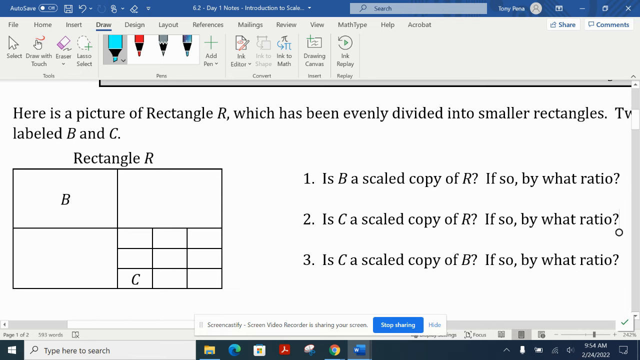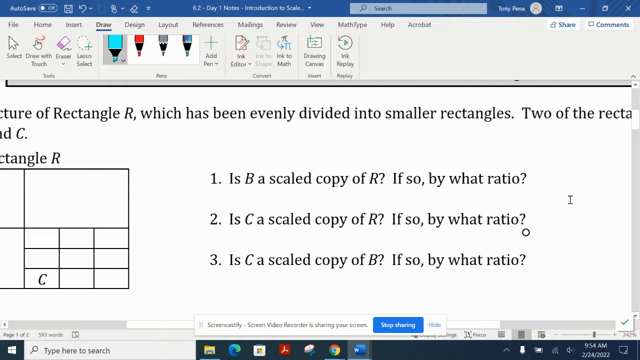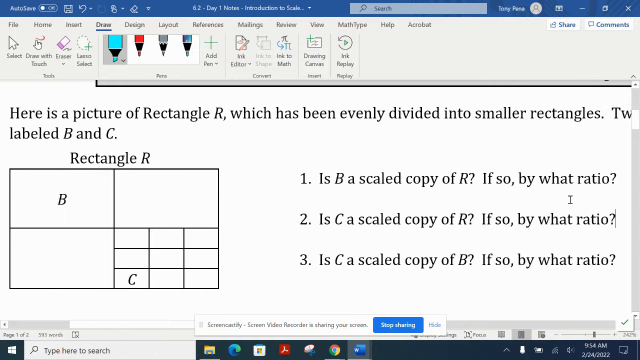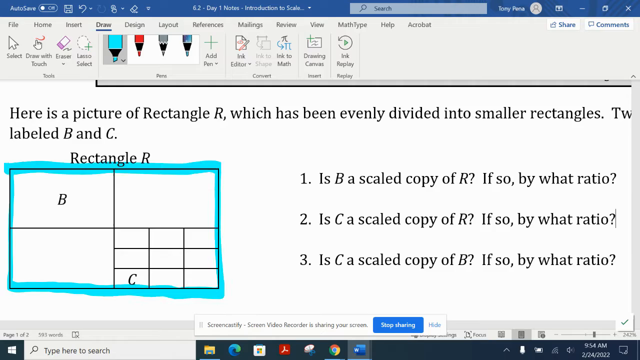evenly divided into smaller rectangles. All right, and then two of those rectangles are labeled as B and C. So what we want to understand, rectangle R is this big one. And then we have all these other rectangles. We've labeled two of them. So what number one is asking you is, is B a scaled copy of R? All right, and if so, by what ratio?